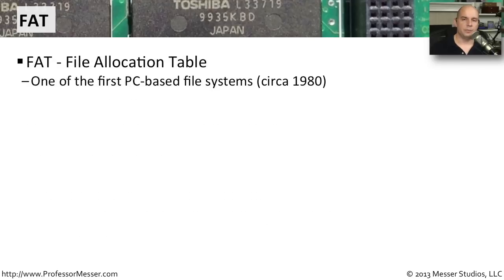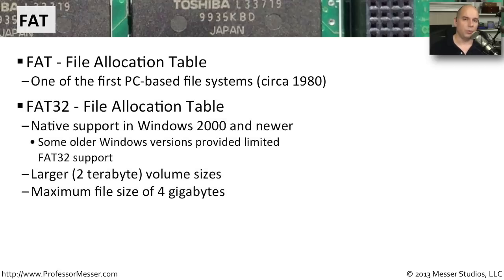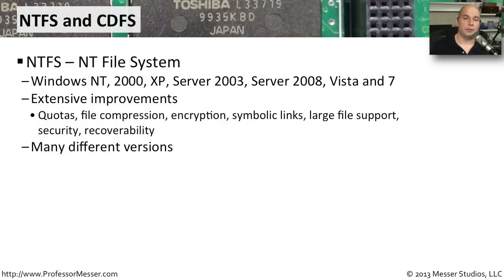One of the very first file system types on PCs was the file allocation table, the FAT file system type. This file system type has been updated through the years, and the one we commonly hear about is FAT32. This was native to Windows 2000 and all later Windows versions. You can even find very large volume sizes with FAT32. This allowed you to have up to 2 terabyte volume sizes, and you could have files that maxed out at about 4 gigabytes in size. Since Windows NT, Microsoft has allowed us to use the NTFS file system type for our drives. These have amazing improvements compared to the FAT32 days.